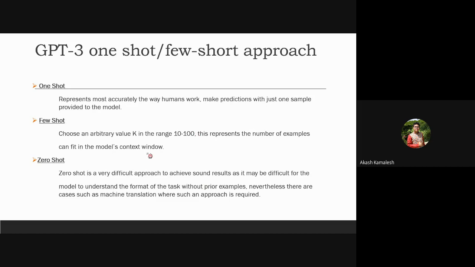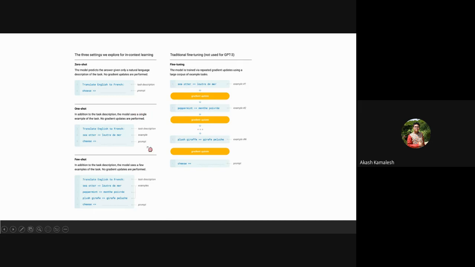So GPT-3 has one-shot, few-shot, and zero-shot capabilities. One-shot represents most accurately the way humans work, so it makes a prediction with just one sample provided to the model. In detail, it is explained over here. Let's start with one-shot learning.